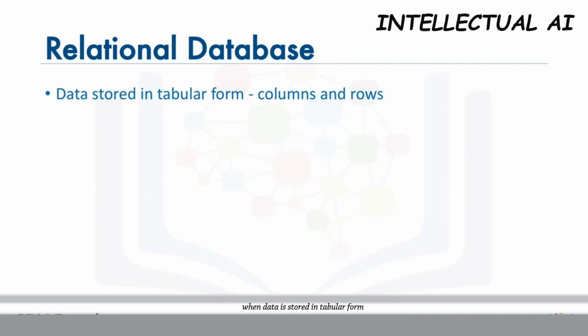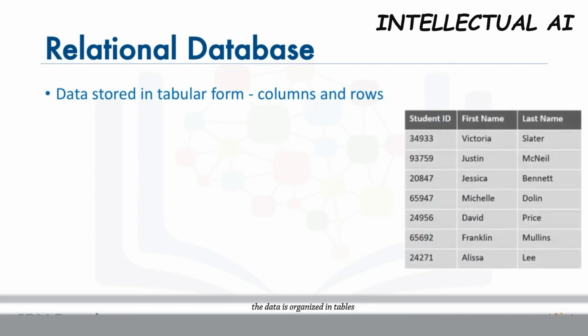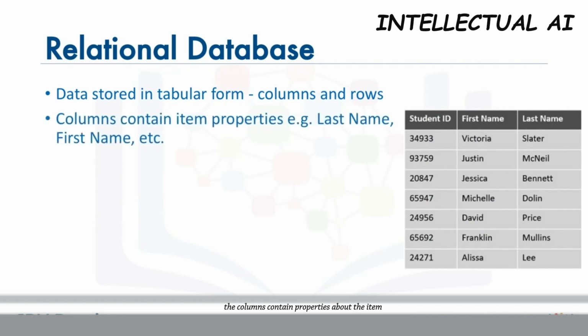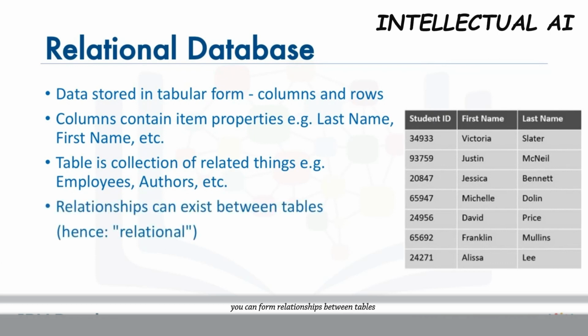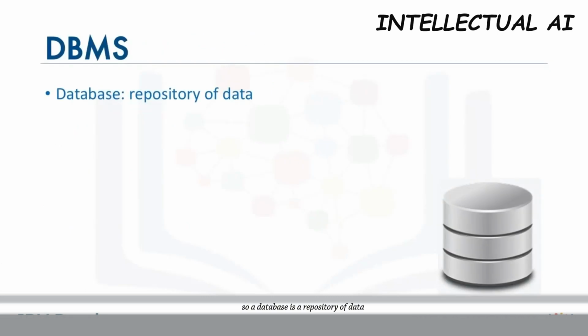When data is stored in tabular form, the data is organized in tables, like in a spreadsheet, which is columns and rows. That's a relational database. The columns contain properties about the item, such as last name, first name, email address, city. A table is a collection of related things, like a list of employees or a list of book authors. In a relational database, you can form relationships between tables. So a database is a repository of data.